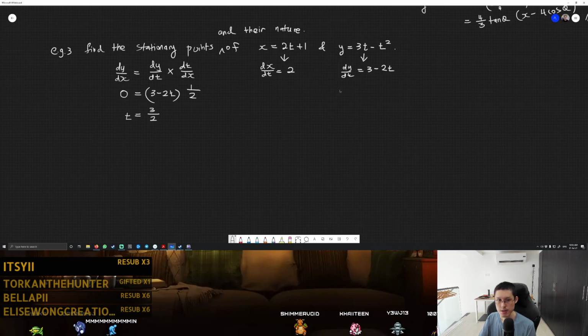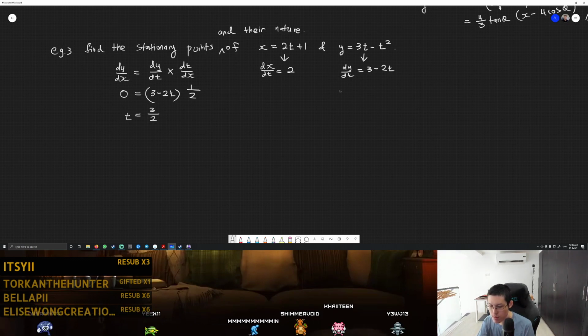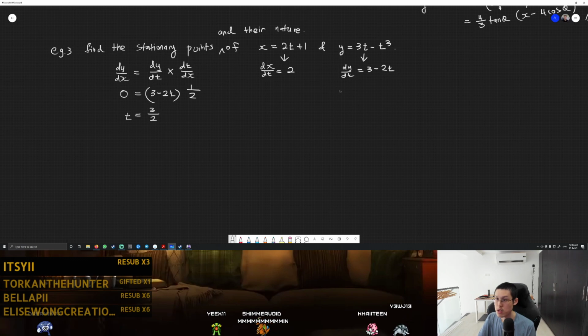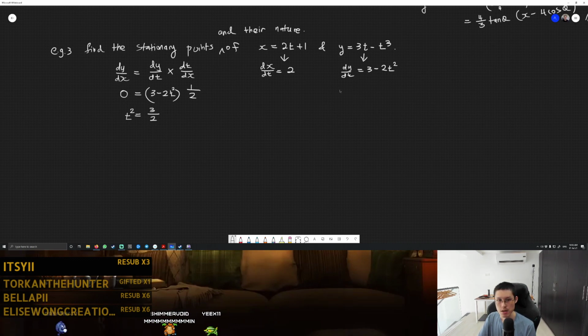Right then. Wait a minute. Oh, I messed up. This one should actually be t cubed, not t squared, which means this would be 3t squared. So t should actually be plus or minus square root of 3 over 2.